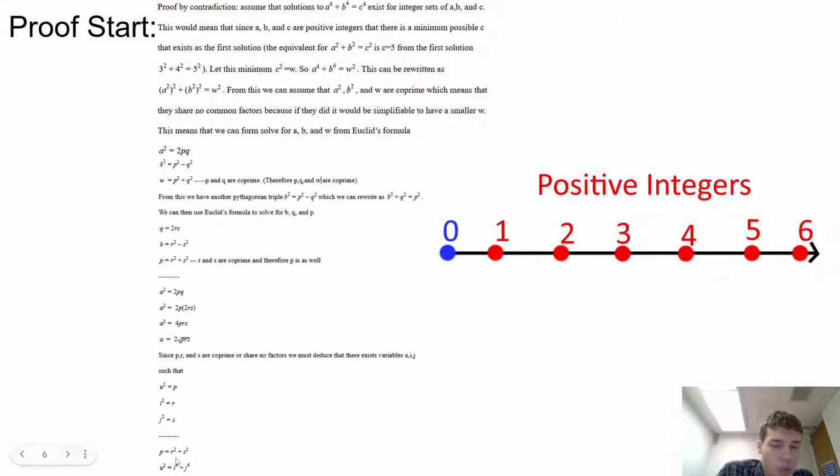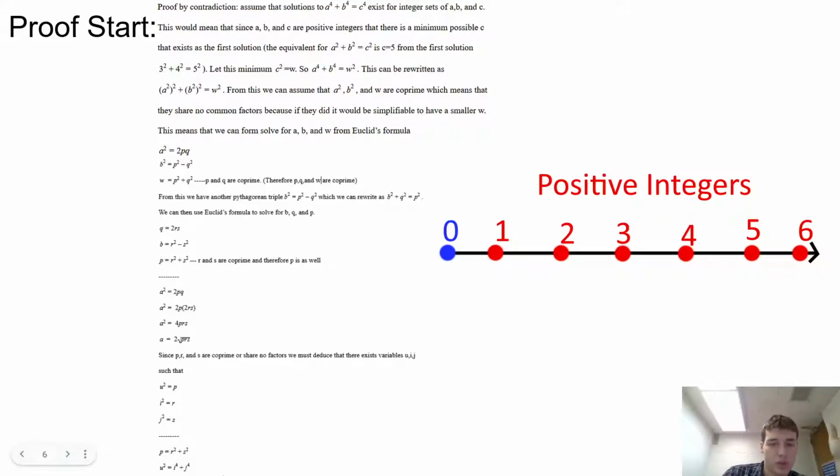So now we know that p equals r squared plus s squared. This is back from right up here. What is p? That is equal to u squared. What is r squared? That's the same thing as i to the 4 from right here. What is s squared? That's equal to j to the 4. And you'll notice that u squared equals i to the 4 plus j to the 4, which is very similar to a to the 4 plus b to the 4 equals w to the 4.